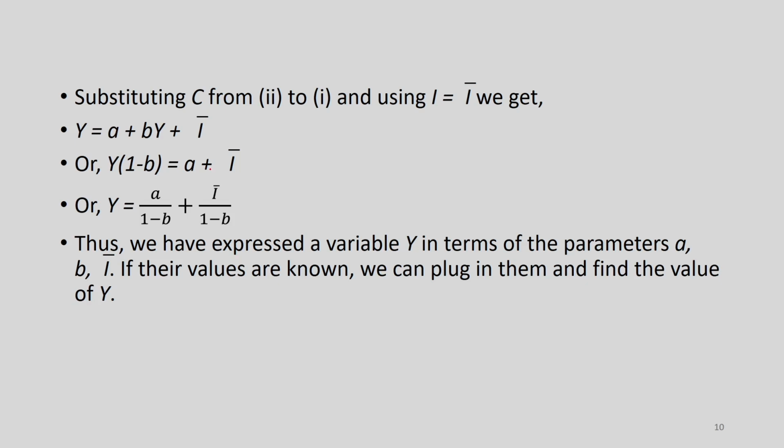So, we are getting Y = a + bY + I bar, and then in the next step we are taking all the Y terms to the left hand side, and then we are just dividing both sides by 1 − b, assuming b is not equal to 1. If b is equal to 1, then we cannot divide both sides by 1 − b. So, we get this thing, the last line.